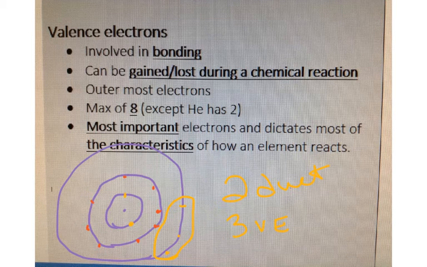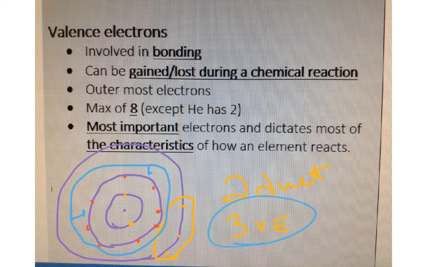The ones on the inner energy levels, like these guys right here, are really hard to get to. So basically, we don't care about them as chemists because they aren't involved in any of the chemical reactions. So as chemists, basically all we care about are the valence electrons. You need to know that the only ones we really care about are valence electrons, because they dictate everything.